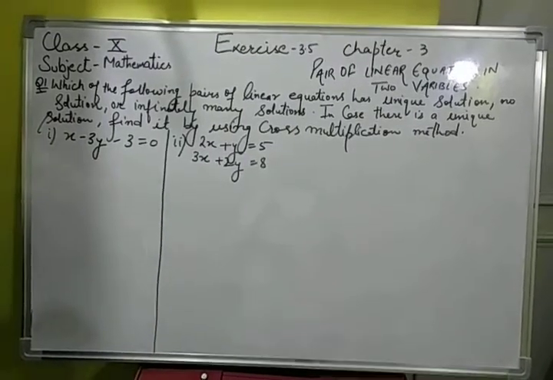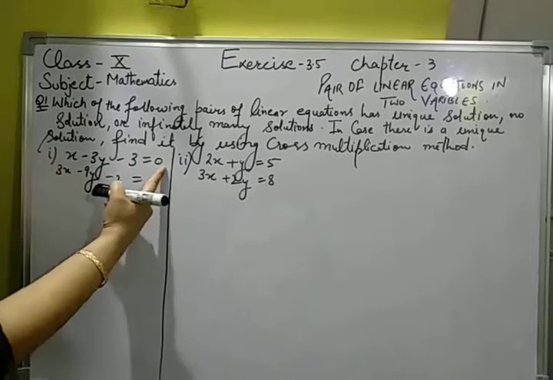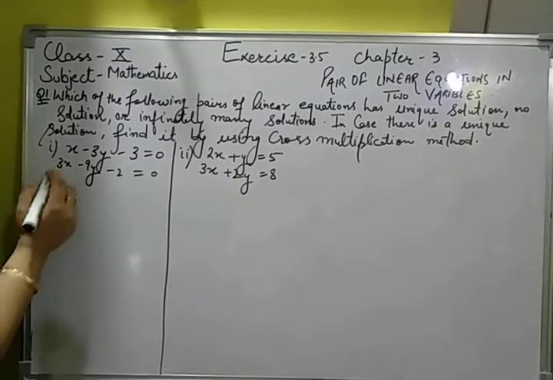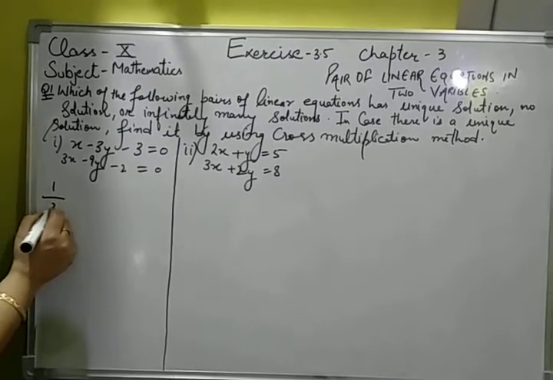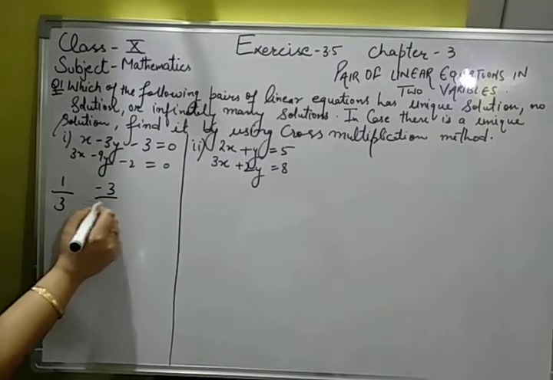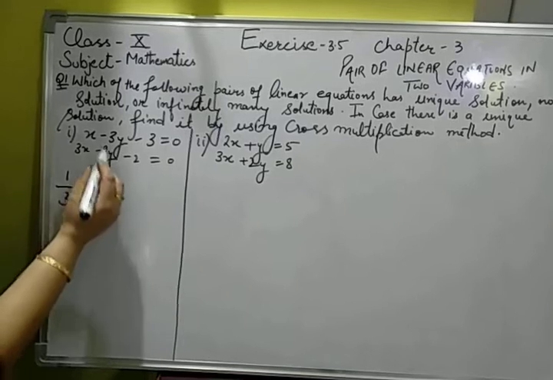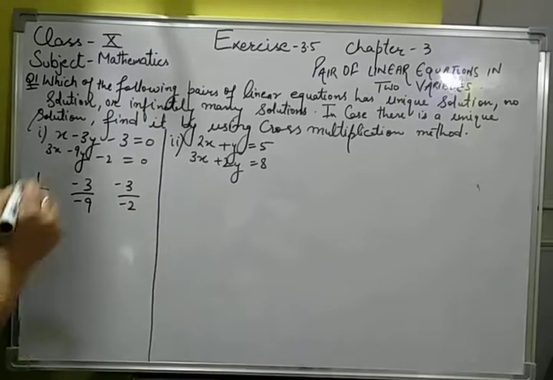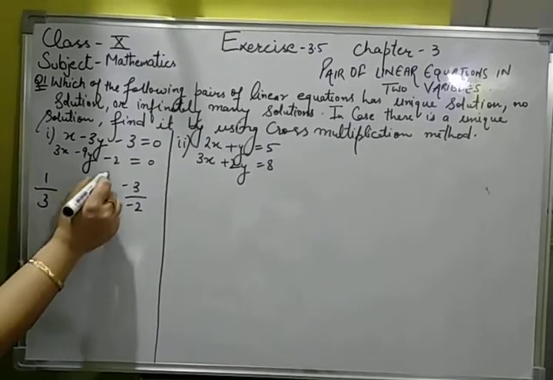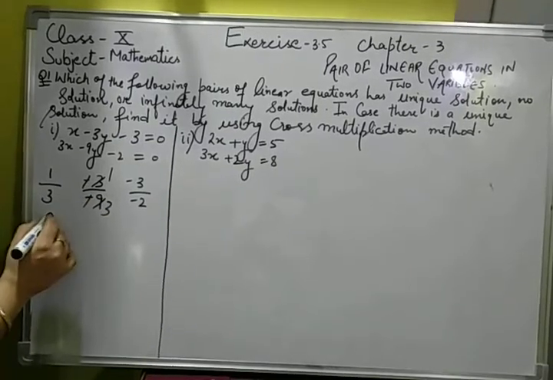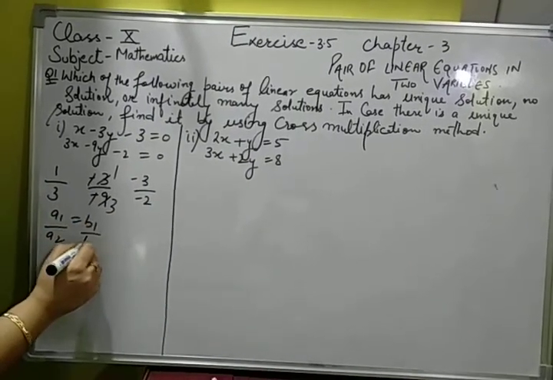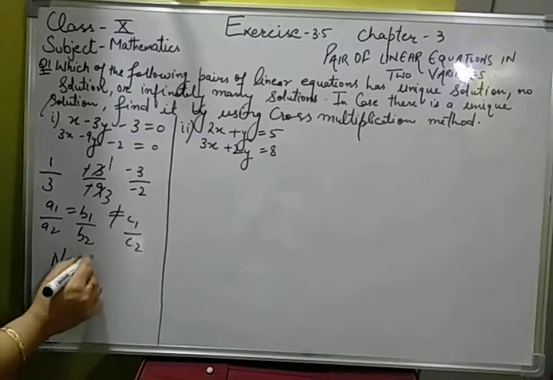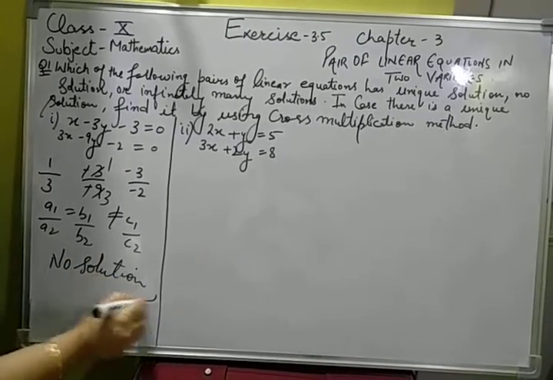First part is x minus 3y minus 3 equals 0 and 3x minus 9y minus 2 equals 0. So here a1 is 1 and a2 is 3, b1 is minus 3 and b2 is minus 9, c1 is minus 3 and c2 is minus 2. Now we can cancel these. 3 1s are 3, 3 3s are 9. Now we can say here a1 upon a2 is equal to b1 upon b2 but not equal to c1 upon c2. It means these equations have no solution.